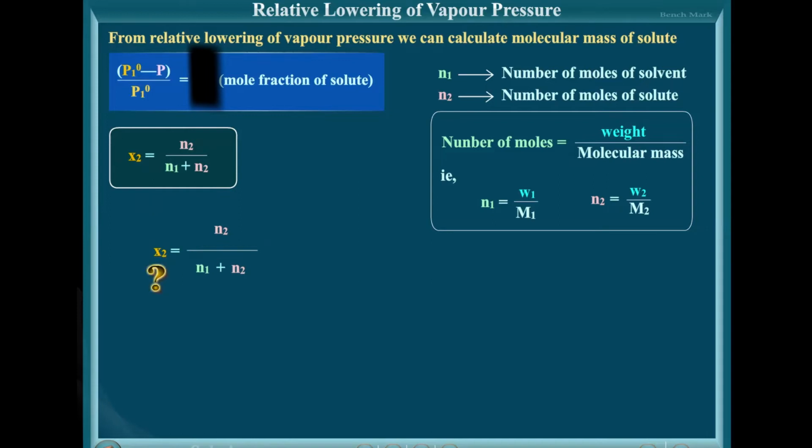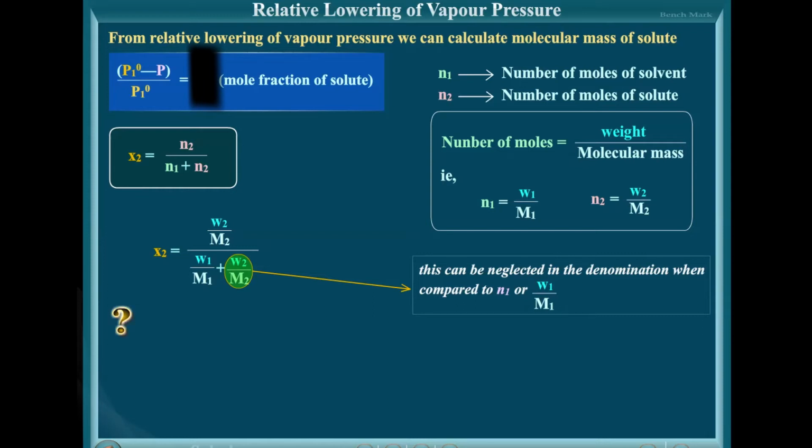So X2 is equal to N2 by the total number of moles. N1 is equal to W1 by M1. N2 is W2 by M2. Hope this is clear to you.